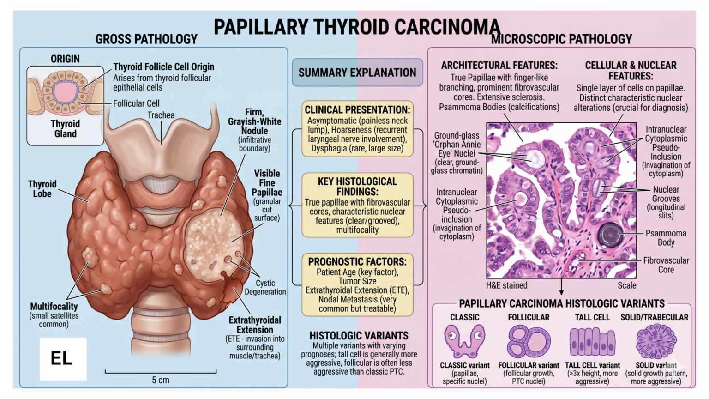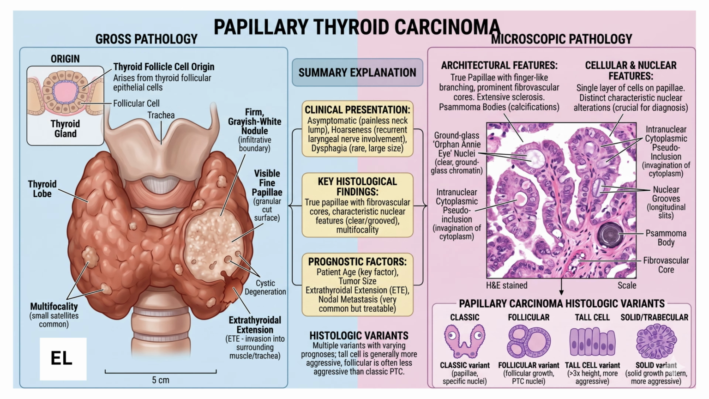In addition, you see nuclear grooves, which are longitudinal indentations in the nuclear membrane, making the nucleus look like it has a slit. Another hallmark is intranuclear cytoplasmic pseudoinclusions. These occur when cytoplasm invaginates into the nucleus, creating the illusion of inclusion bodies. These nuclear features are so characteristic that even if papillary structures are absent, their presence strongly supports the diagnosis.